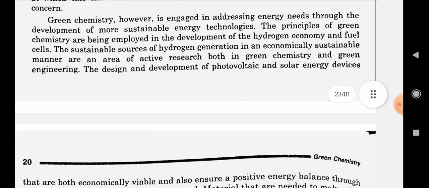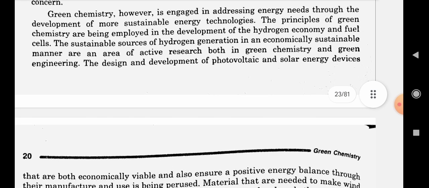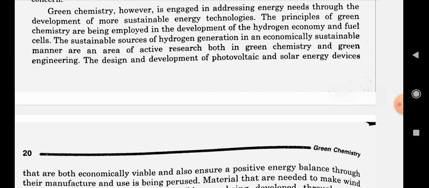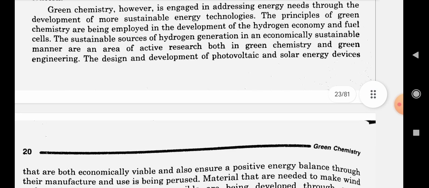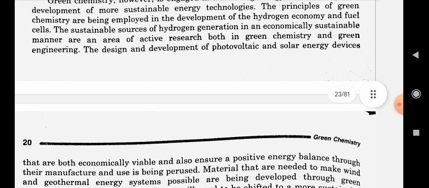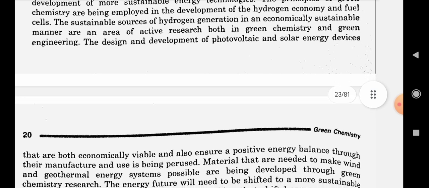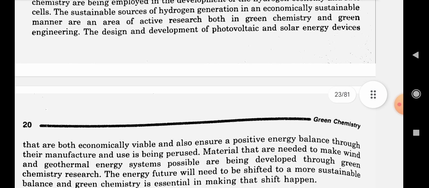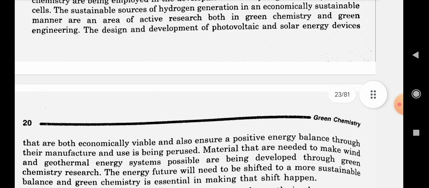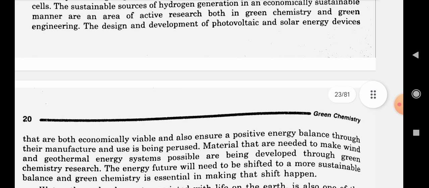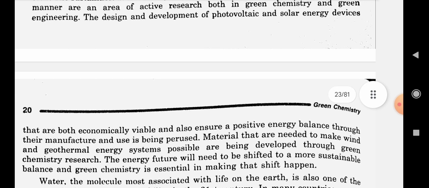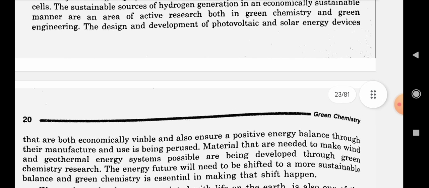Green chemistry, however, is engaged in addressing energy needs through the development of more sustainable energy technologies. The principles of green chemistry are being employed in the development of the hydrogen economy and fuel cells. Sustainable sources of hydrogen generation in an economically sustainable manner are an area of active research in both green chemistry and green engineering.